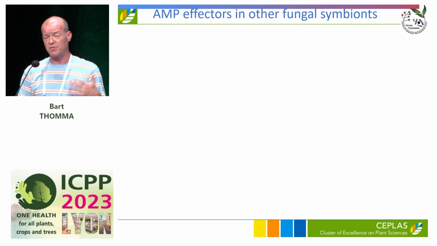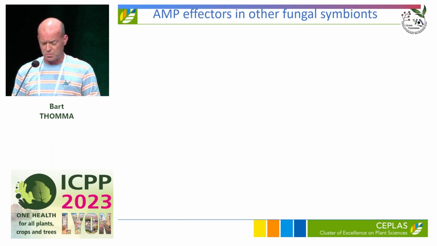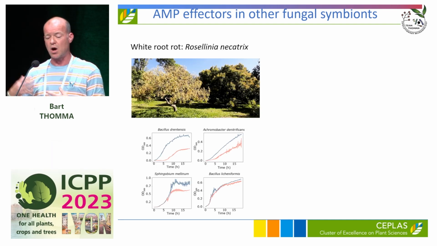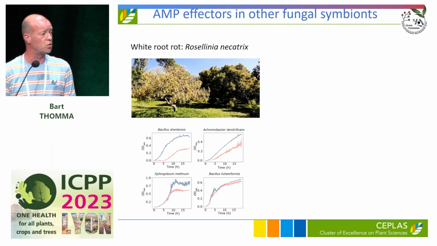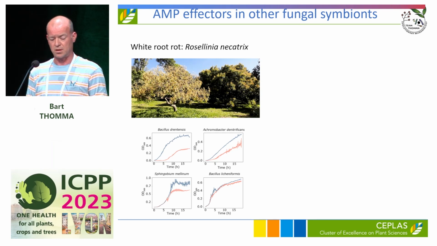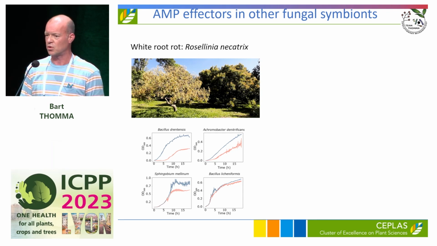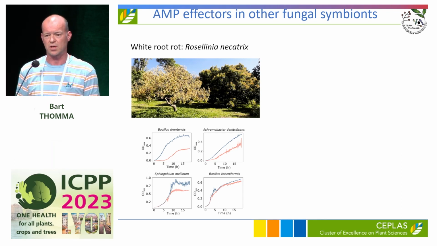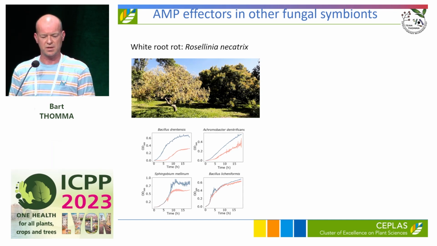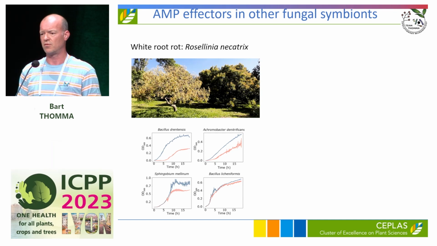But if this hypothesis is really true, then of course we should also be able to find these types of activities outside Verticillium. And I'm going to show you two examples. This is an example from the white rot pathogen, in this case of avocado trees, Rosellinia necatrix. We tried to predict effectors with potential antimicrobial activity that are expressed during host colonization. We found effectors like this, produced them, and two of the candidates that we tested indeed display antimicrobial activity. Again, in this case, a combination of bacteria and fungi that are inhibited.